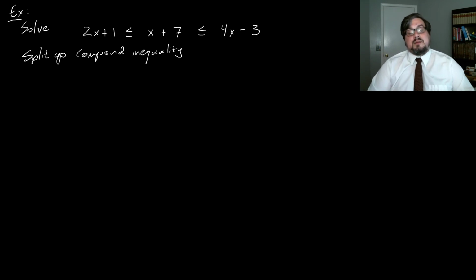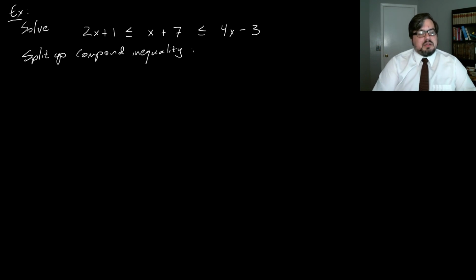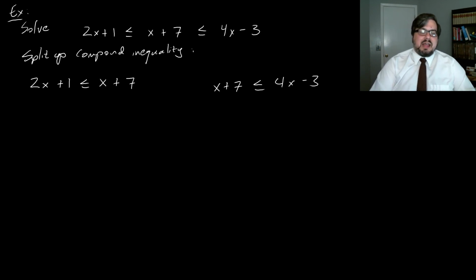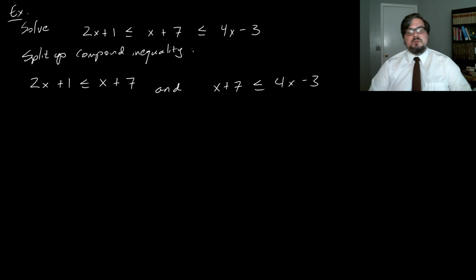So remember that every compound inequality is just a shorthand for two separate inequalities. So we have 2x plus 1 is less than or equal to x plus 7. And then we have that x plus 7 is less than or equal to 4x minus 3. And it's important that we make note that the word combining them, the logical operator combining them, is and. Both of these inequalities have to be true at the same time in order for a number x to be a solution to this compound inequality.